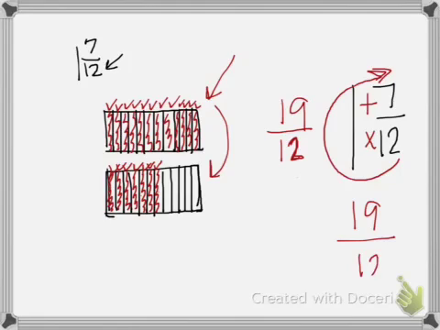And our denominator stays the same, so we have 19 over 12. And that's what we'll be looking at tomorrow.